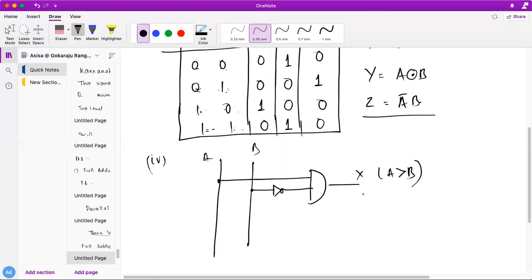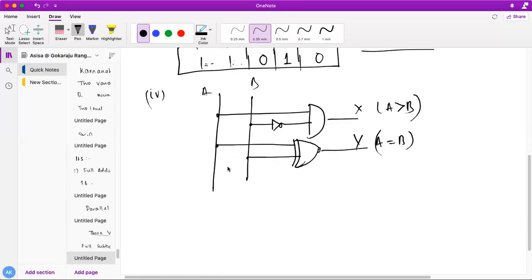Next, Y. Y is A XNOR B. So this is A, this is B, A XNOR B. So this is XNOR, students, don't get confused. So this is A XNOR B, which is Y, which is actually A equal to B.